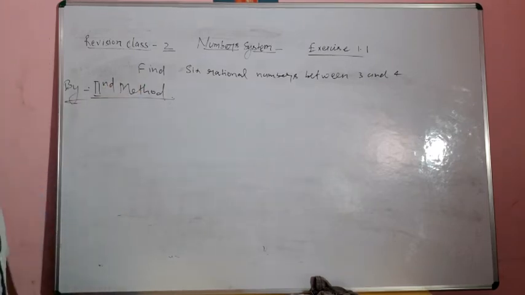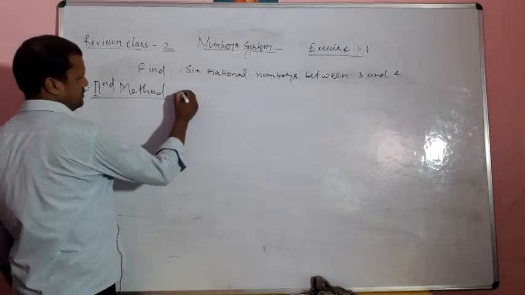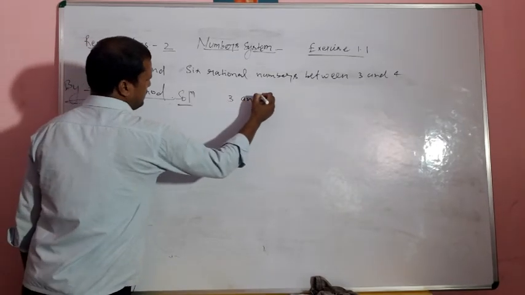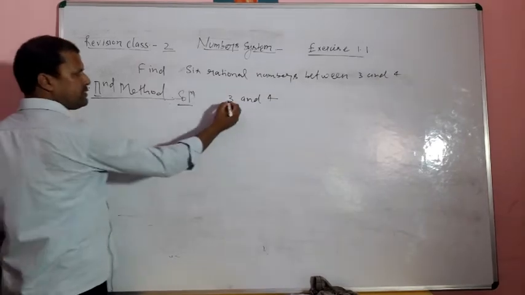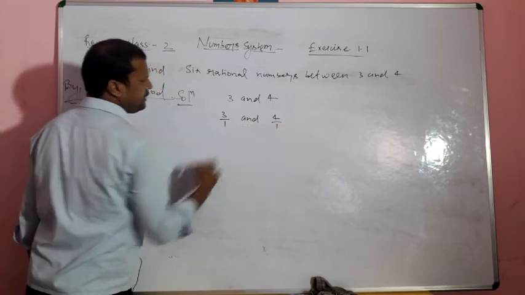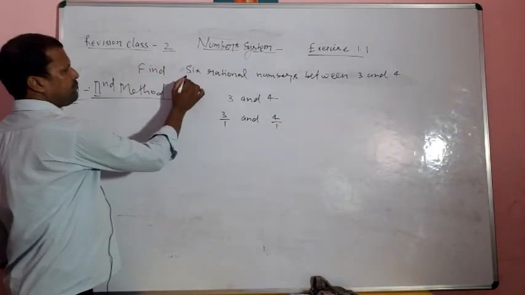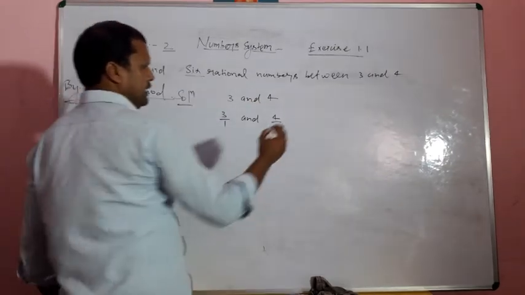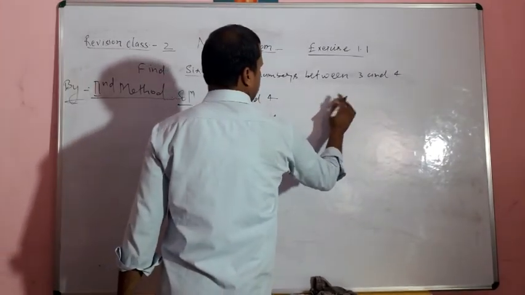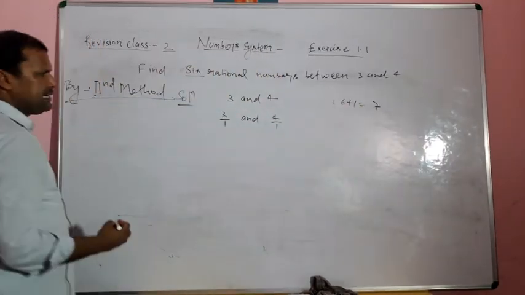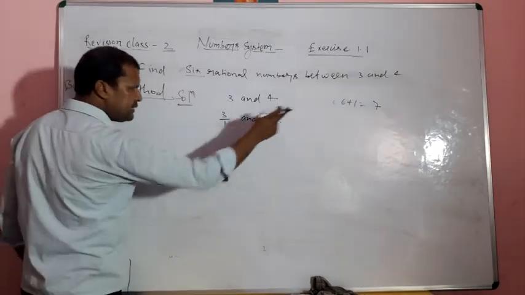Question is find 6 rational numbers between 3 and 4. Dear student, for this solution we have the numbers 3 and 4. Now 3 can be written as 3 by 1 and 4 can be written as 4 by 1. Now we have to insert 6 rational numbers between 3 and 4. Then we write 6 plus 1, that is 7.